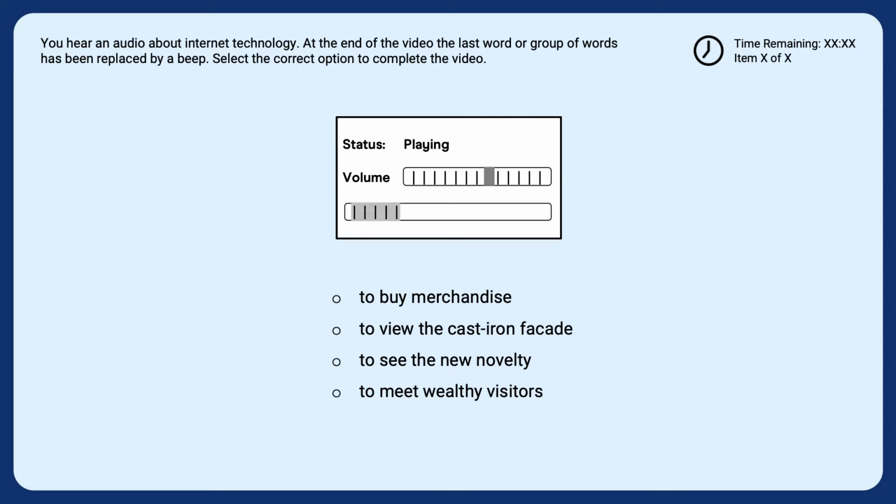What's going to happen is you'll hear someone speaking and then the final word, or in this case, the final phrase they say, will be replaced with a beep sound. You need to anticipate what the speaker was going to say. So you need to follow along and understand everything they're saying.